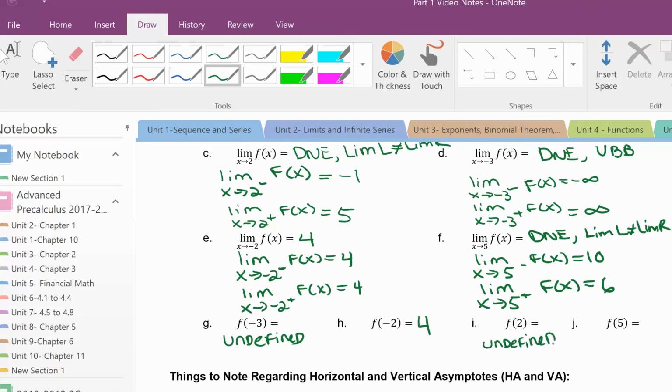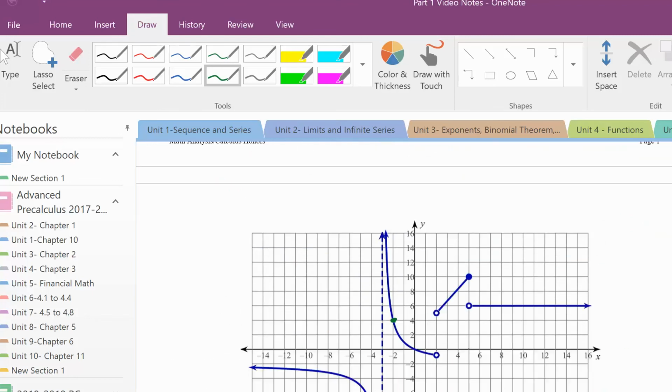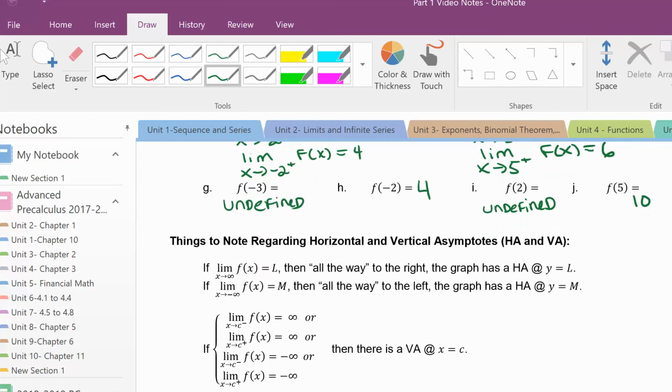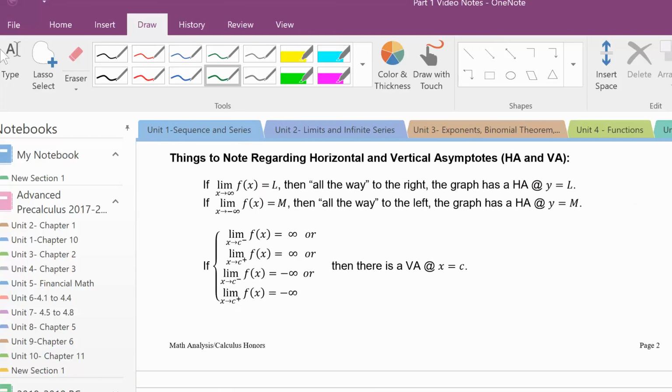And f of 5 is actually 10, because that's where the dot is at 10. So those are if you're just putting the value in. So things to note regarding horizontal and vertical asymptotes.